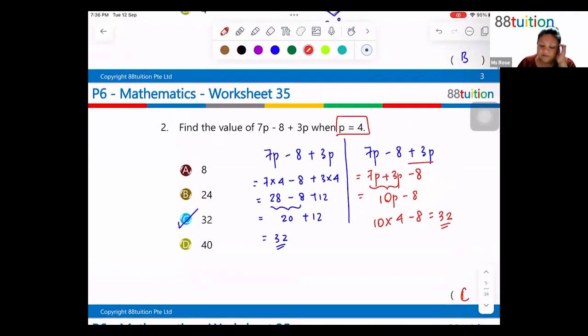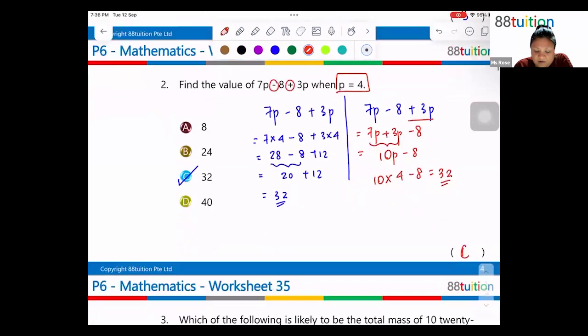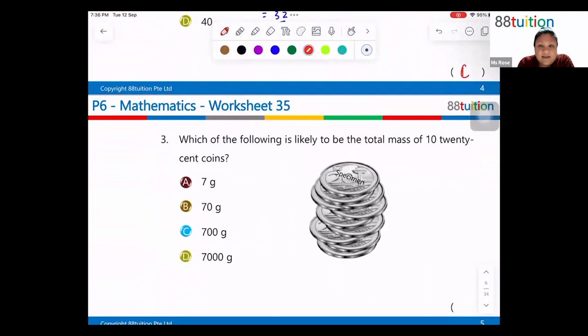There are several ways to do it. Please be very careful, especially when you see a plus and a minus. Now, question 3. For question 3, it is easier for you to determine by elimination.